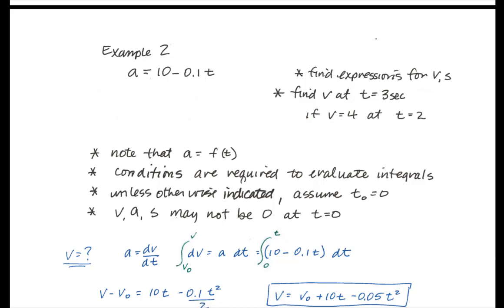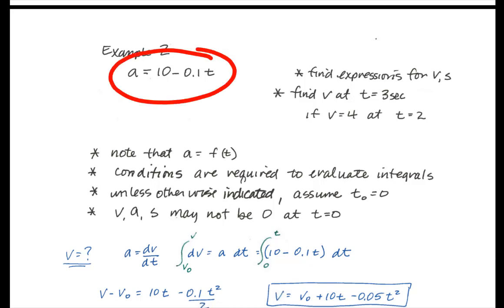So how do we get started? Well, first we note that acceleration is a function of time, and we know that conditions are required to evaluate integrals. Unless otherwise noted, which is never, we will assume that t naught is equal to 0. Velocity, acceleration, and position may not be 0 at time equal to 0. So let's see what happens in this particular case.